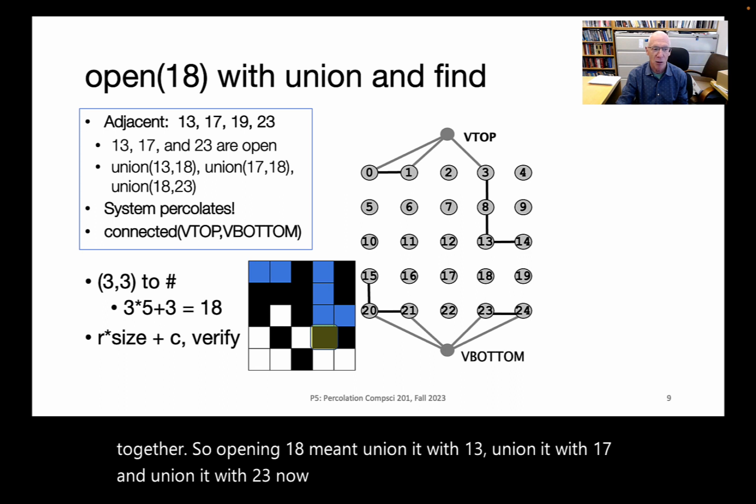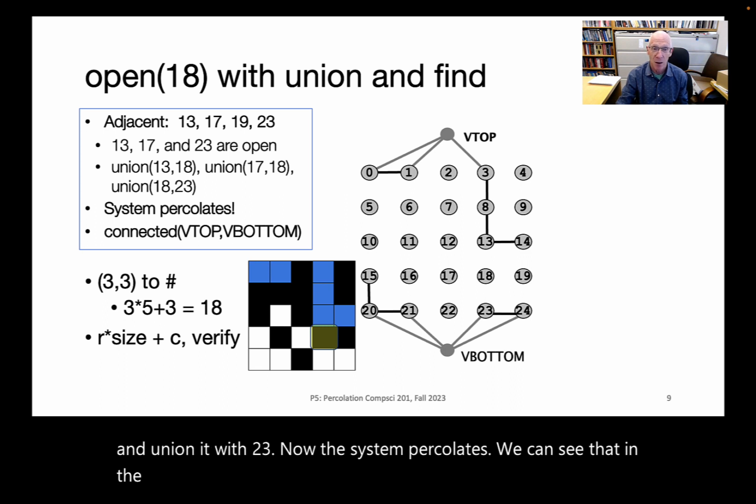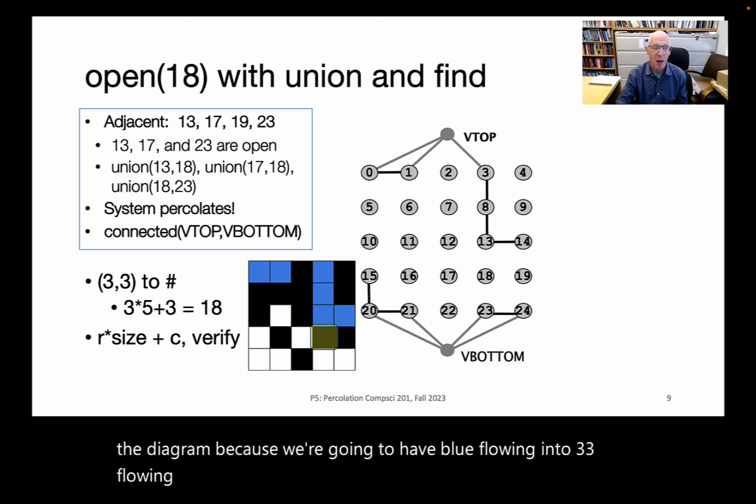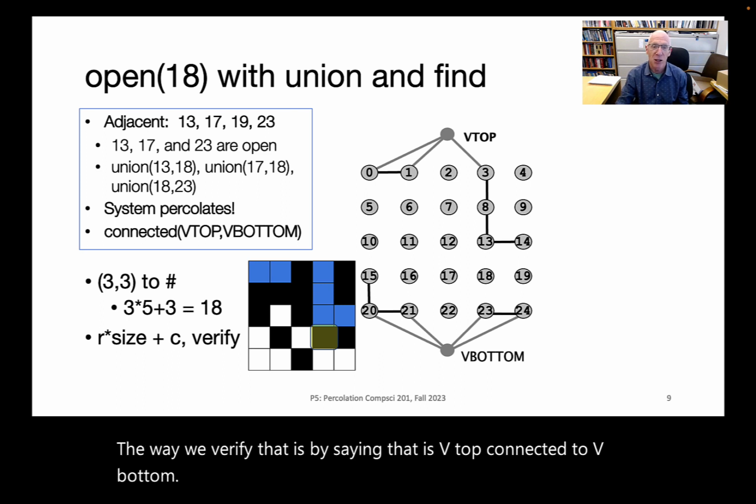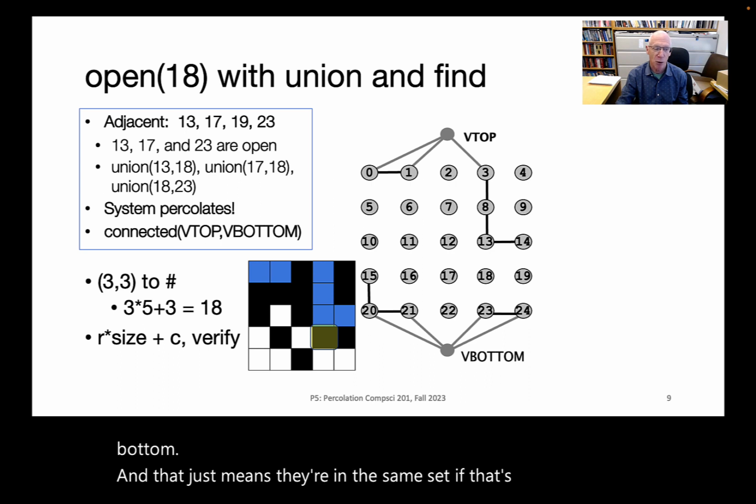Now the system percolates. We can see that in the diagram because we're going to have blue flowing into 3, 3 flowing into the bottom. And the way we verify that is by asking: is V top connected to V bottom? And that just means they're in the same set. If that's true, the system percolates.